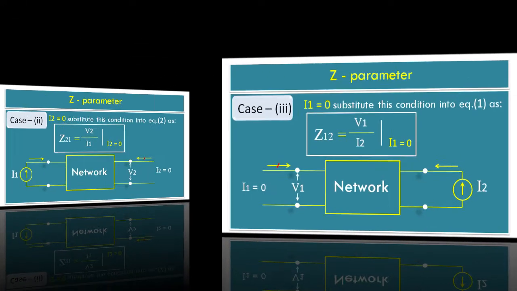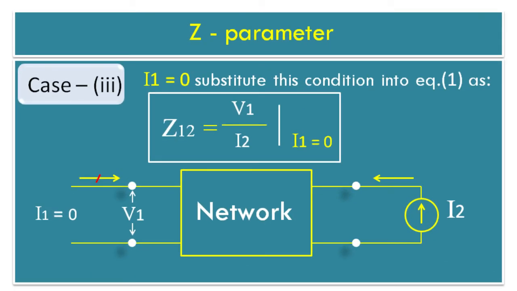Let's study case 3 of open circuit impedance. Now substitute current I1 equal to 0 into equation 1 of Z parameters. We get open circuit impedance parameter Z12 is equal to V1 upon I2, where current I1 at port 1 is 0. Refer to the two-port network diagram. Current I1 equal to 0 means we are obtaining the Z12 parameter by measuring voltage V1 at port 1 and current I2 at port 2.